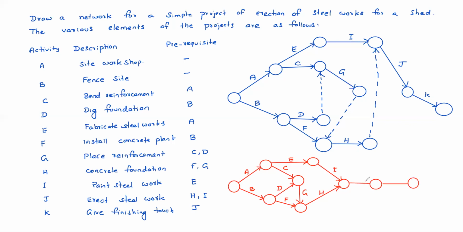Now check the given relations. C is depending on A only. D is depending on B. E is depending on A. F is depending on B. G is depending on C and D; after completion of C and D only, G is starting. H is depending on F and G. I is depending on E. J is depending on H and I. K is depending on J. Clear?